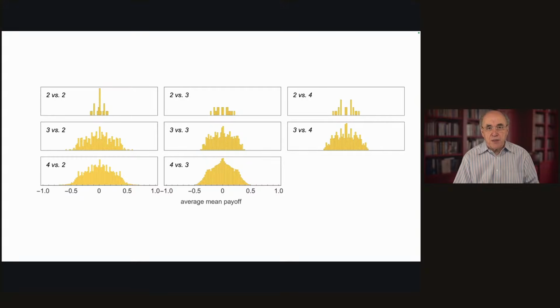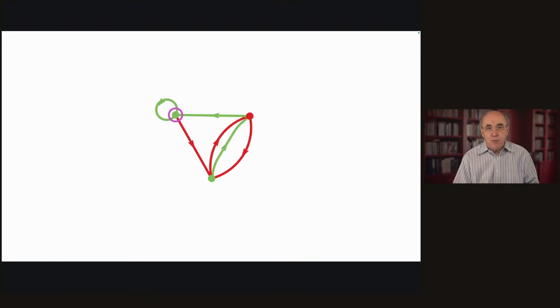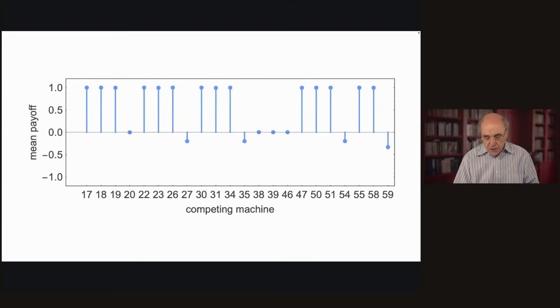In effect, it seems that with their larger collection of possible strategies, the three-state machines can do better at outmaneuvering the two-state ones. So the three-state machine that does the best overall against two-state machines turns out to be machine 1, 2, 3, 4. It doesn't always definitively win with payoff +1, but it does manage to win the majority of the time, as you can see here.